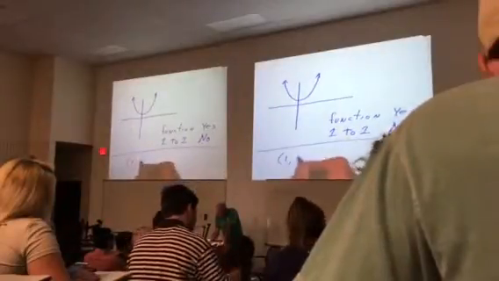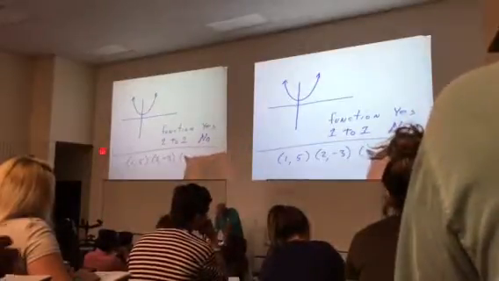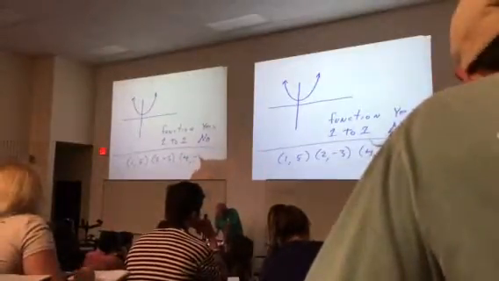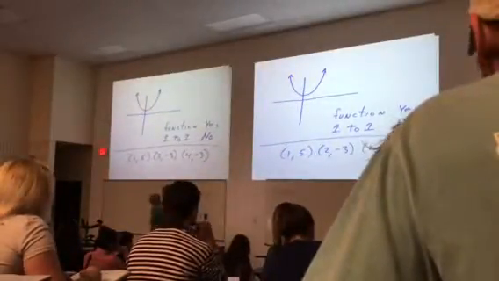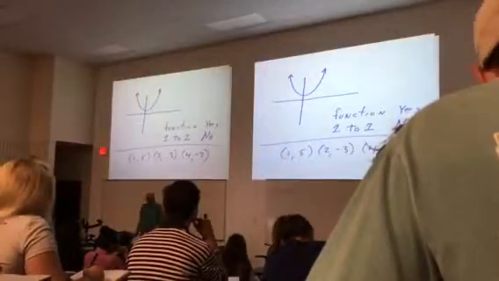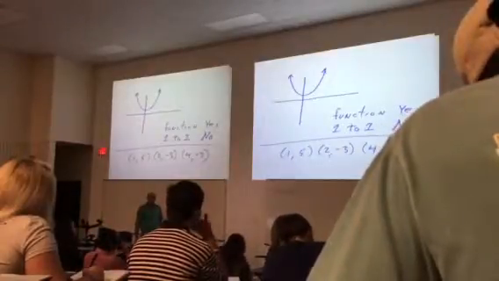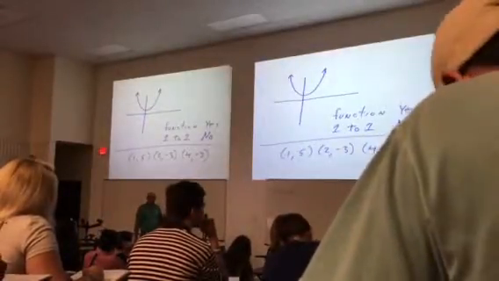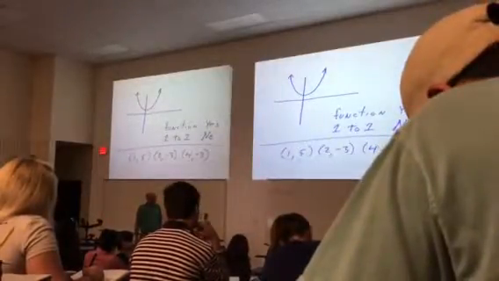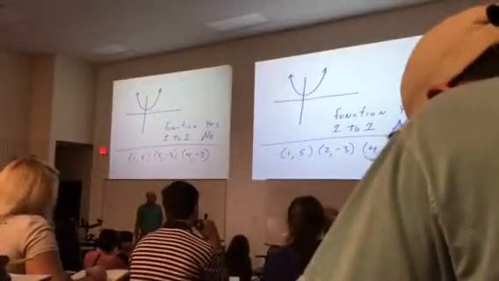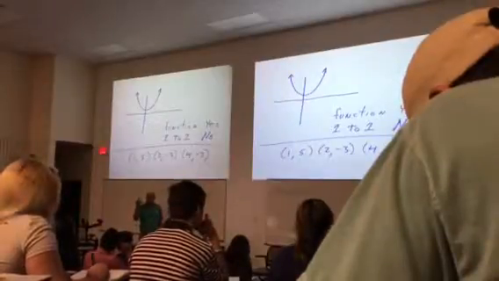If I'm given ordered pairs, (1, 5), (2, -3), (4, -3). Function, each x, one y. Where's an x with two y's? 1 with 5, 2 with -3, 4 with -3. Each x, one y.